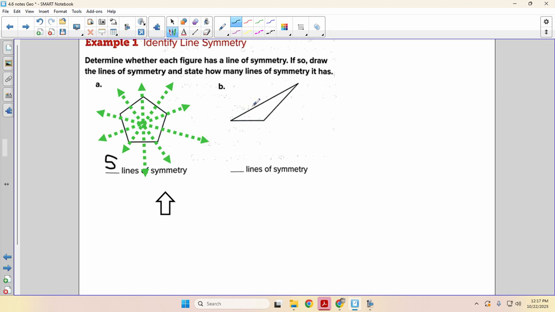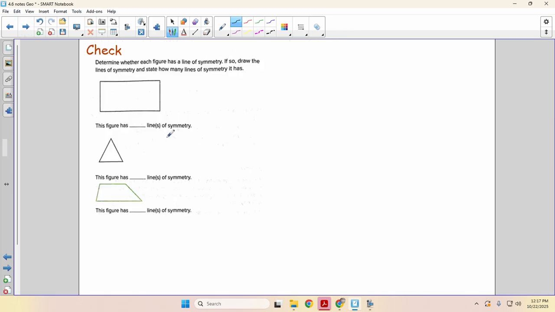This scalene triangle, if I tried to make a line of symmetry out of it, well, no, that doesn't work either. So a scalene triangle, which is a triangle where none of the sides are the same, has no lines of symmetry. All right, now your turn.